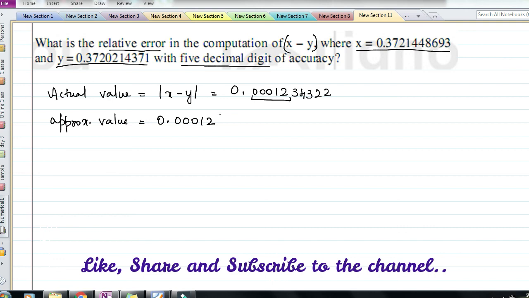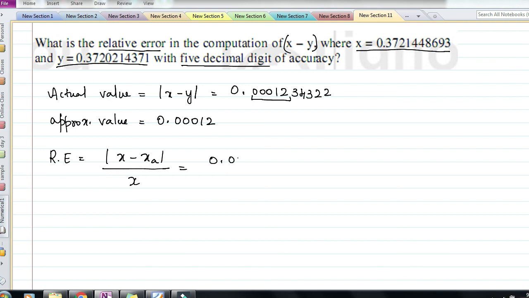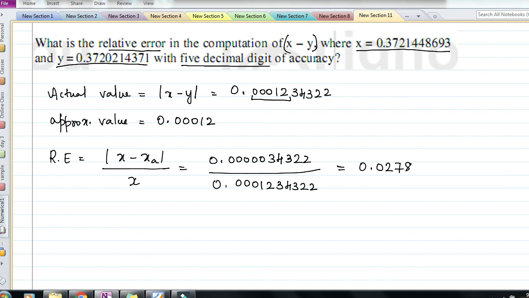Now we can easily find out the relative error. So what is the relative error? Difference between actual value and approximated value divided by the actual value. The difference between these two is 0.00000 with the first 5 digits being 0 when you subtract, and then 34322, divided by the actual value. Now if you simplify this, you are going to get approximately 0.0278. So this is the relative error.